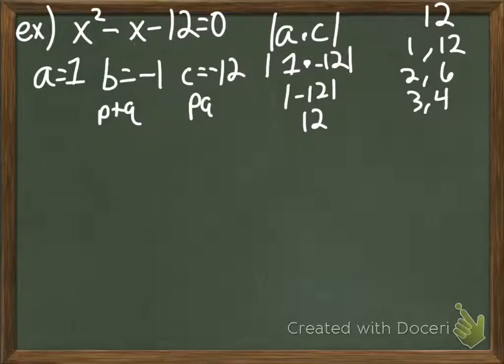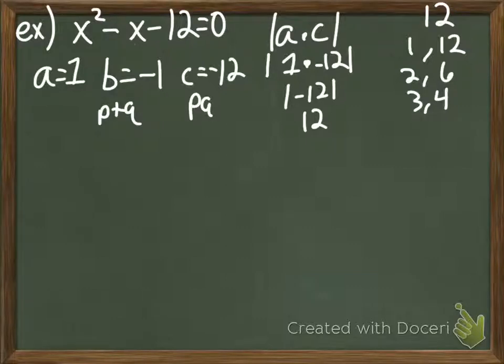Now, you notice here that these are all positive. Well, we can change the sign. Like if we needed a -1 and a +12, we can do that. Or if we needed a +1 and a -12, we can do that as well. So we can change the sign of them if we need to. So for P plus Q, I need two things to add together to give us a -1.